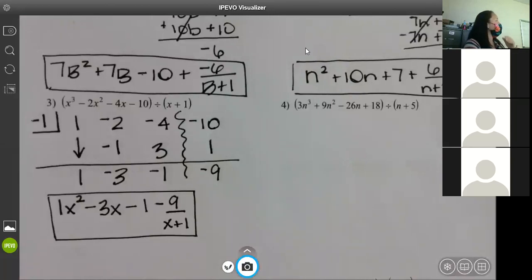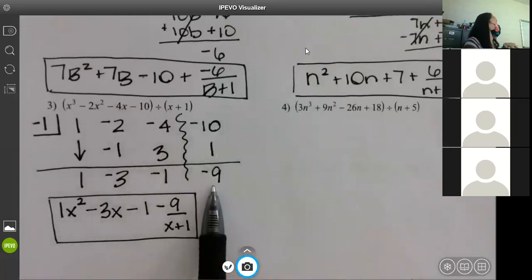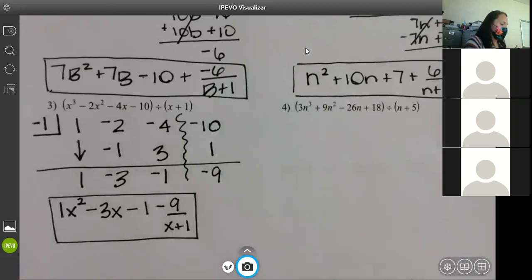So what people typically mess up on this, 2 things. They forget to pull down the first number, or they mess up their signs. So make sure you're adding correctly, okay? Like this, they would give me like -11. Be careful on that. Those are the things you need to watch.